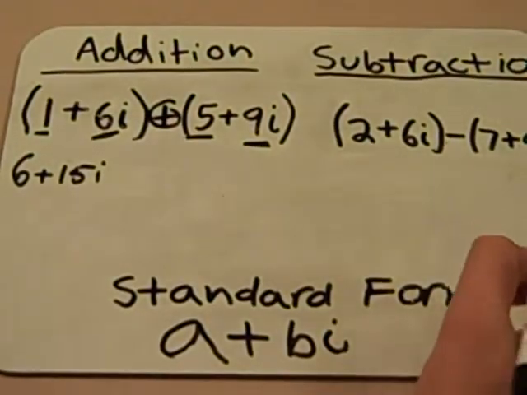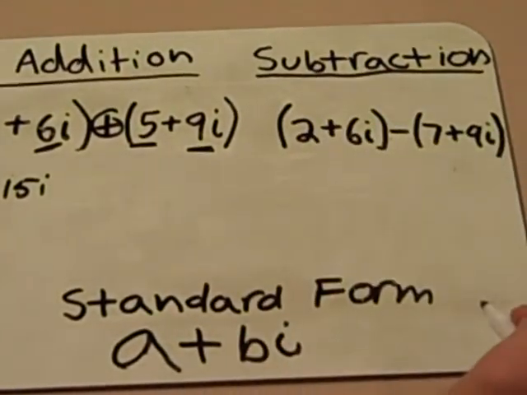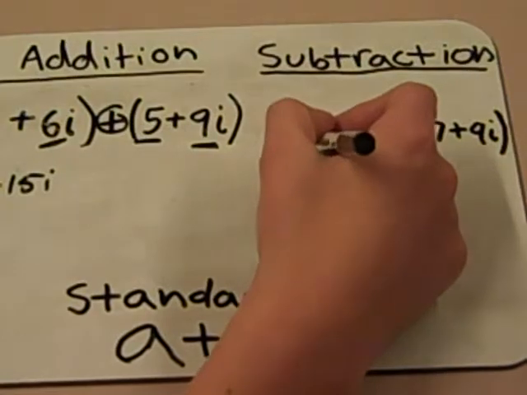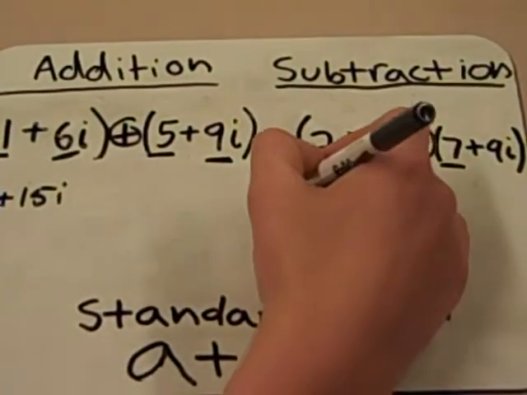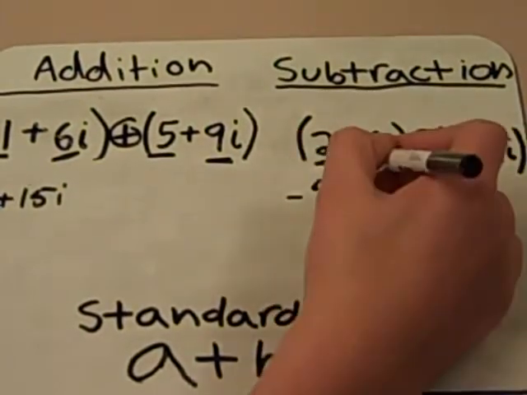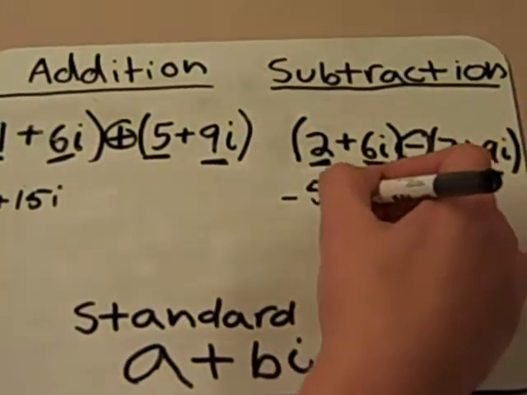In subtraction, you do the same thing, except instead of adding the numbers, you would subtract them. So the real terms, 2 and 7, when subtracted, 2 minus 7 would be -5. And 6i minus 9i would be -3i.